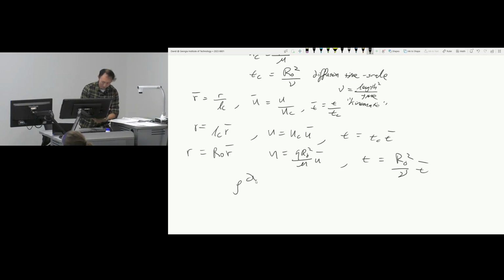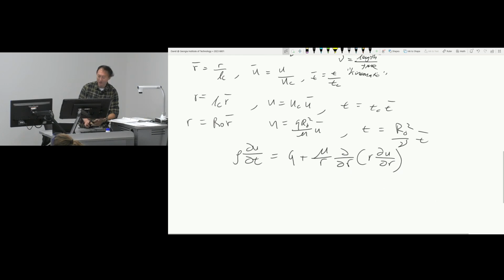So rho du dt is equal to G plus mu over R d by dr, R du dr. All right, that's the governing equation, right? Dimensional equation. And I want to turn that to dimensionless. So I've got to substitute all these three things in there. So why don't you see if you can do that at your seat.